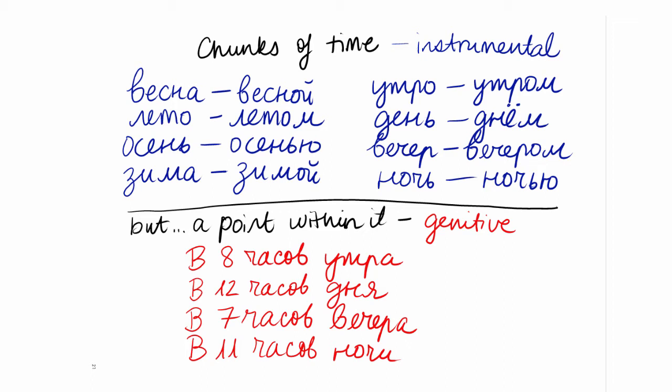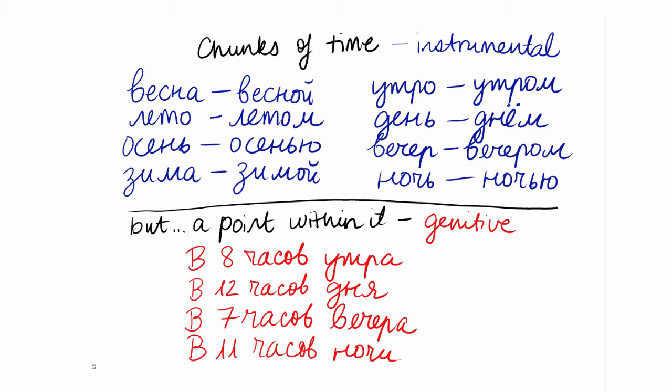If you're talking about chunks of time, then often we'll use instrumental. So for parts of the year, весна, we'll use the instrumental case, весной. Лето, летом. Осень, осенью. Зима, зимой. Or parts of the day, утро becomes утром. День, днем. Вечер, вечером. Ночь, ночью.